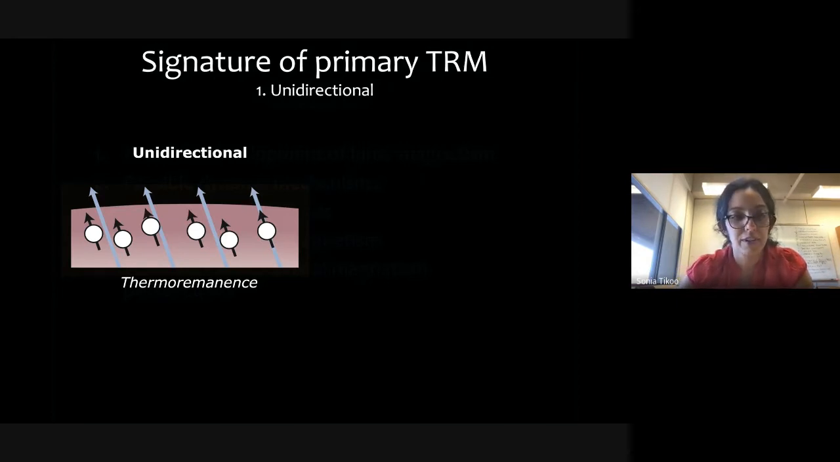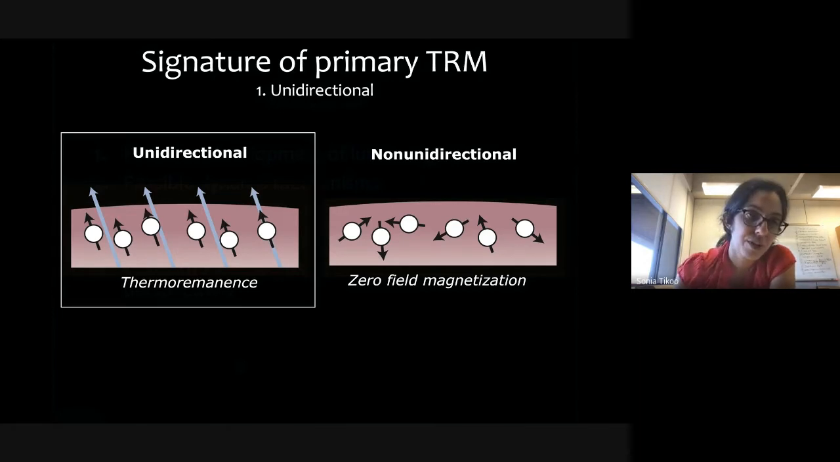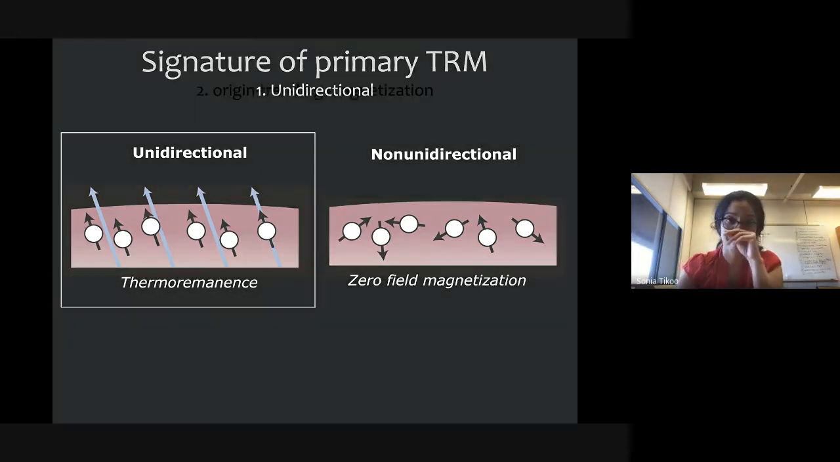The first thing that we're looking for is if we study multiple subsamples of a rock, all those subsamples have to have unidirectional magnetizations with respect to each other. The whole rock must be uniformly magnetized. If there was no dynamo field at the time that a rock formed, all the individual magnetic grains in the rock would be magnetized in different directions, and this would add up to a resultant zero field magnetization. So if we see a unidirectional magnetization, that's some good evidence that there may have been a field at the time that a rock formed.